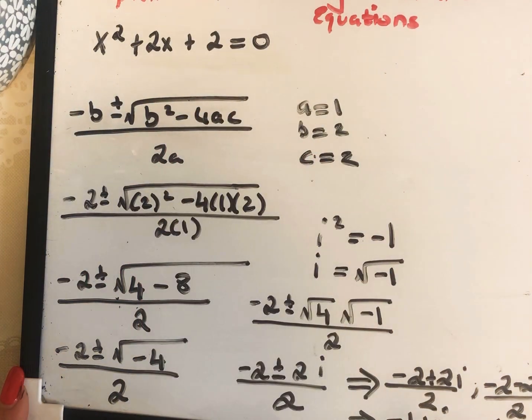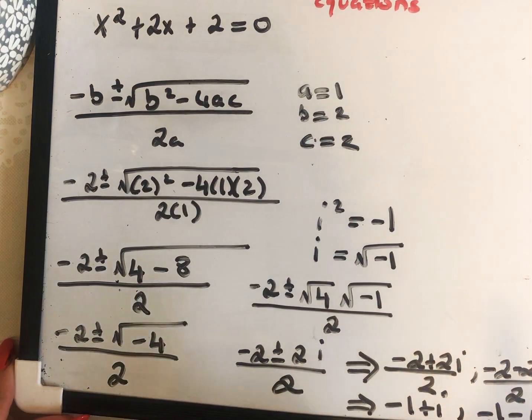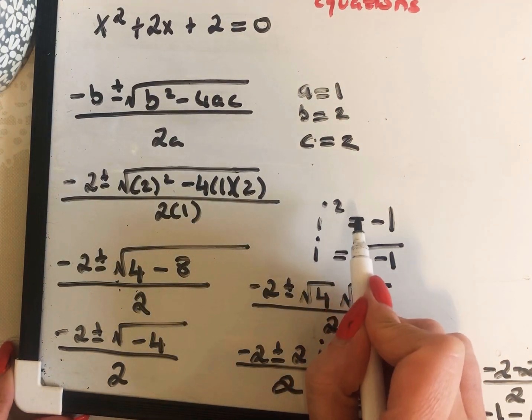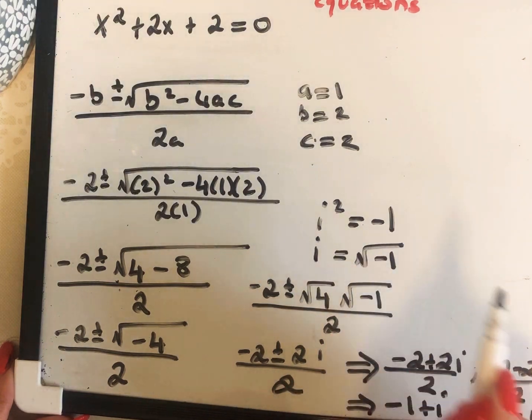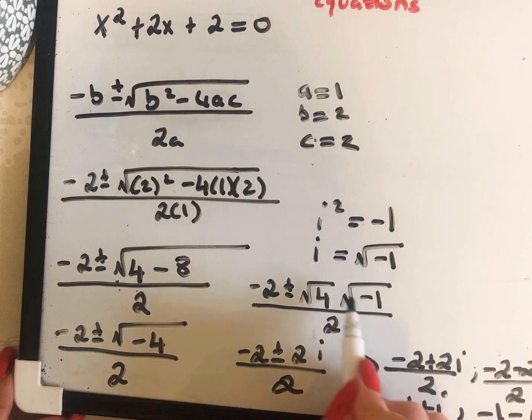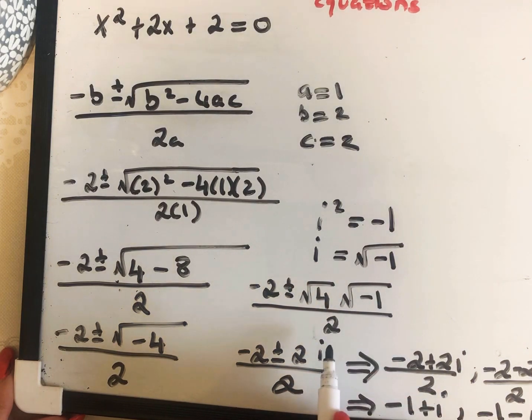So just to recall, a very important step in this question is that you are really looking for a negative root. And i squared equals negative 1. So to get i on its own, well, square root both sides. So the root of negative 1 is i. And we use our surds here to break it up, and we replace then the root of negative 1 with the i.